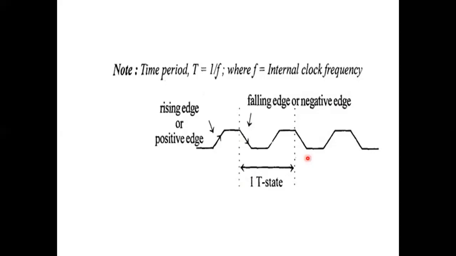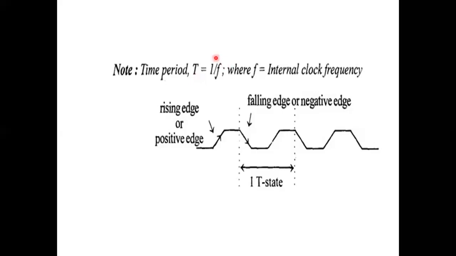Using frequency, we can define the time period, because most of the processors have 5 megahertz, 10 megahertz like that. So time period T is equal to 1 divided by 5 megahertz. That differs, 200 nanoseconds or so, for execution of one T state. This defines the speed of instruction execution.